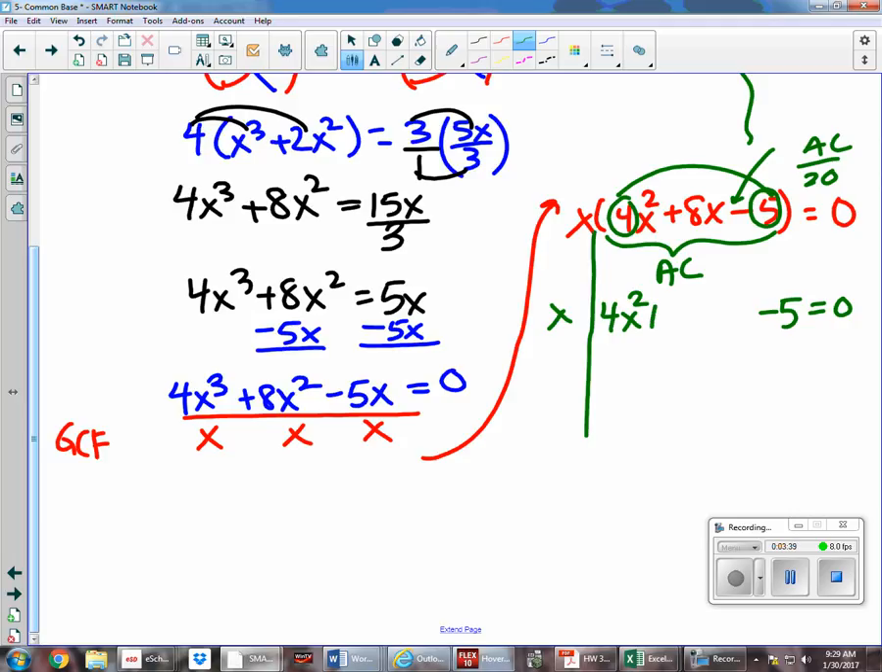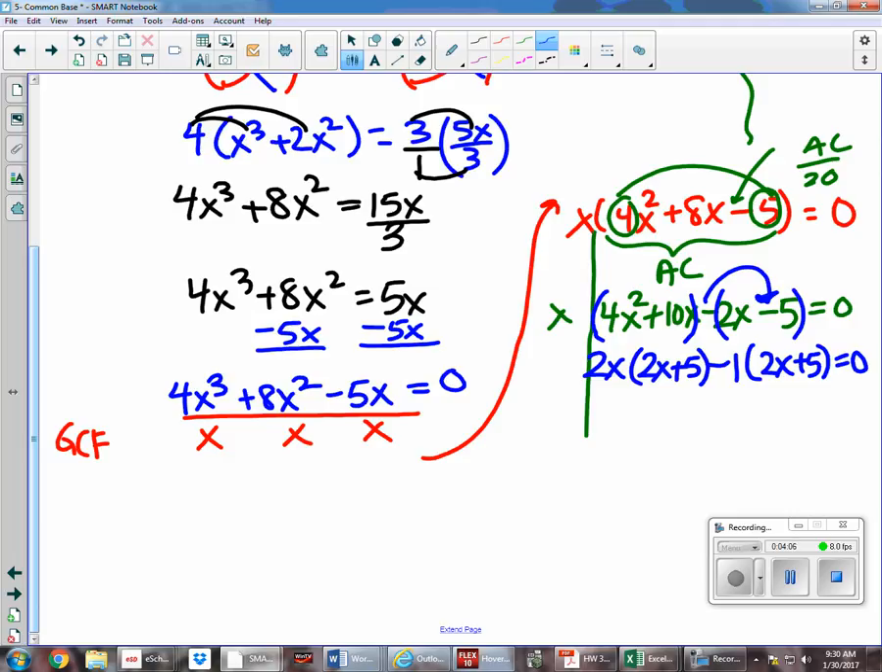Bring down the plus for the 10x. A positive times a negative is a negative for the 2x. And now I can factor by grouping. Take a GCF out of the first two terms and you're left with 2x plus 5. Take a GCF out of the second two terms, it's really just 1, and you're also left with 2x plus 5. I know it looks like 2x minus 5, but don't forget to distribute that negative sign. So now we know we're on the right path because both of these have a 2x plus 5 in common. And what's left is 2x and minus 1.